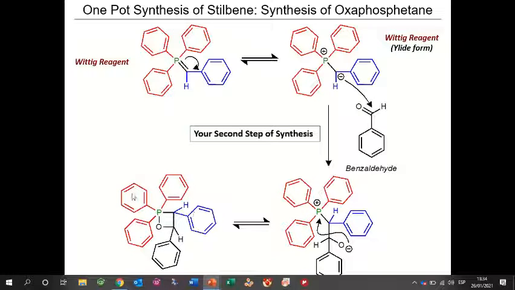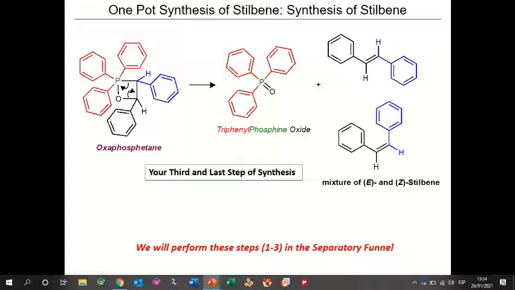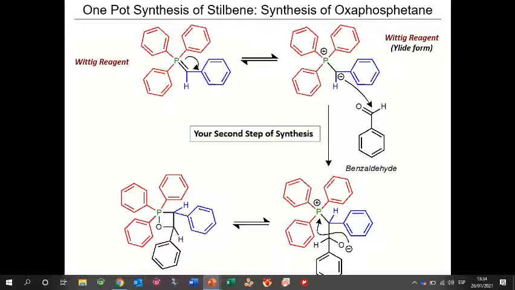This compound, whose name is oxaphosphetane, is going to reorganize and give triphenylphosphine oxide as well as the mixture of E and Z stilbene, which is going to be the third and last step of the synthesis. So in this experiment, we will perform steps 1 to 3 in the separatory funnel, right?